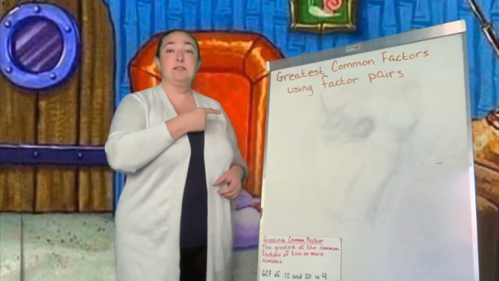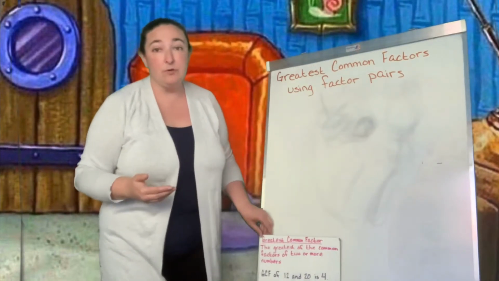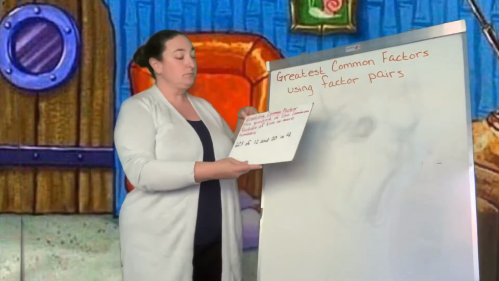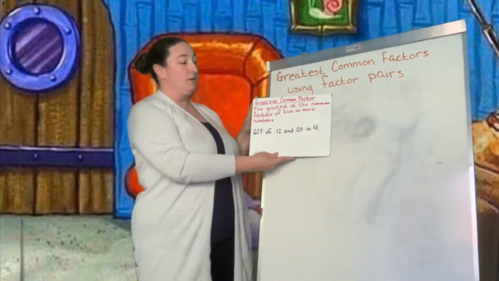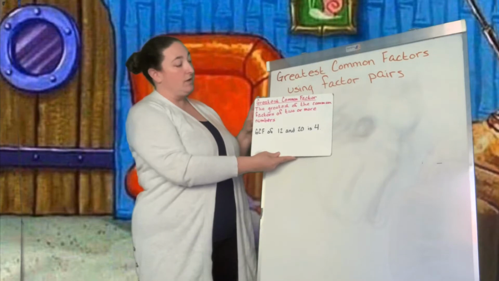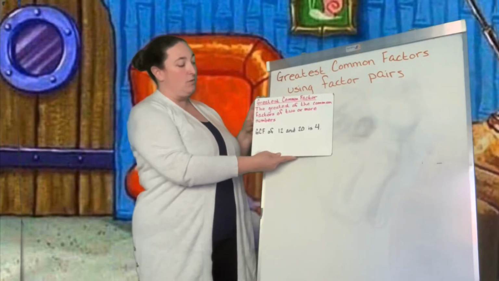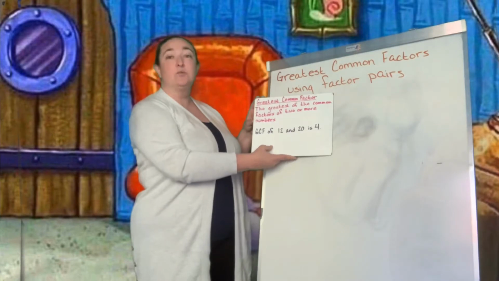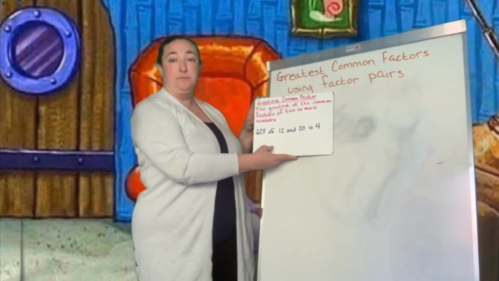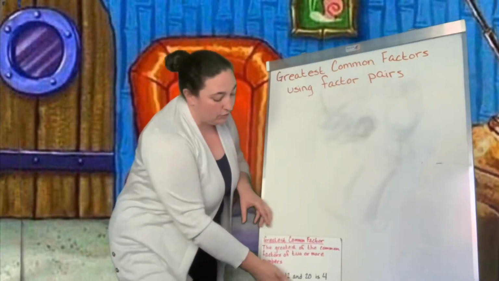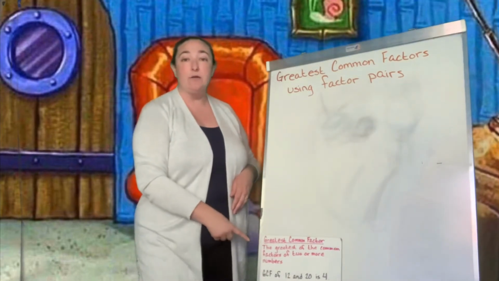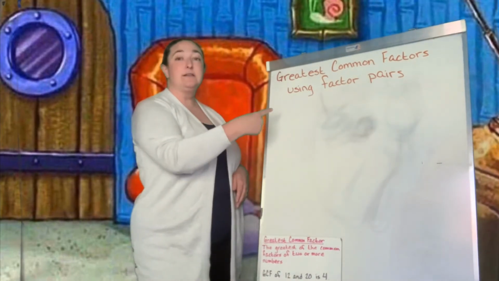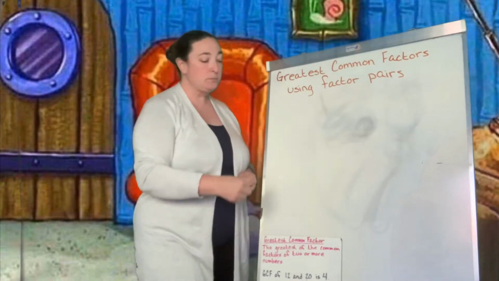But let's get started. So first of all, we've got some vocabulary that we need to talk about. Greatest common factor: the greatest of the common factors of two or more numbers. The greatest common factor of 12 and 20 is 4. So we're going to use that example from our definition for our example problem up here.